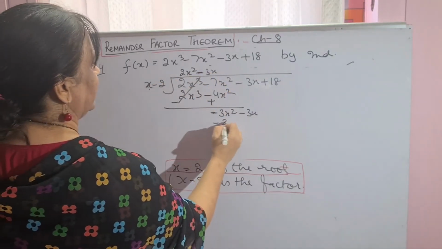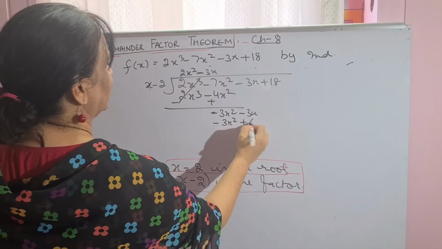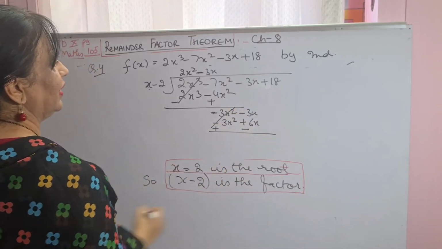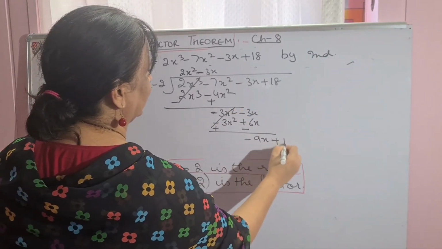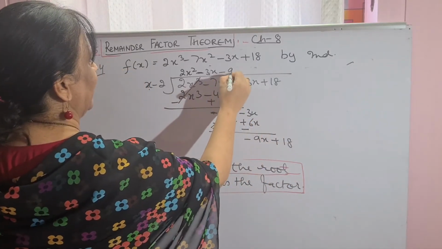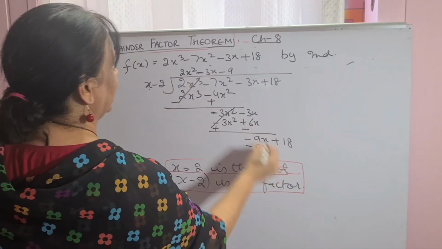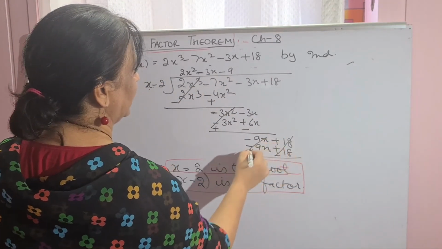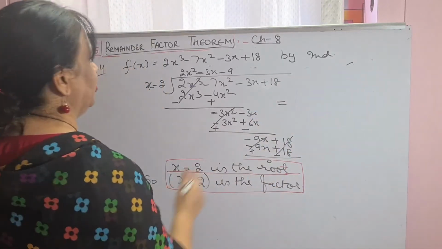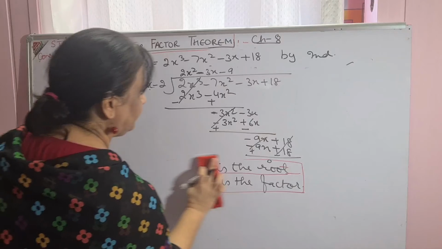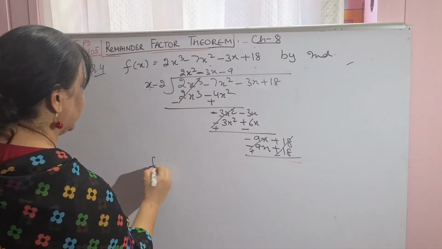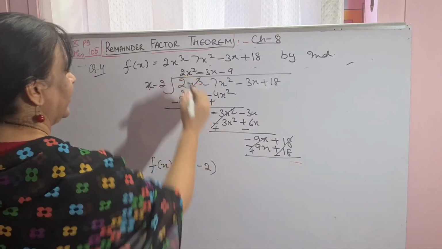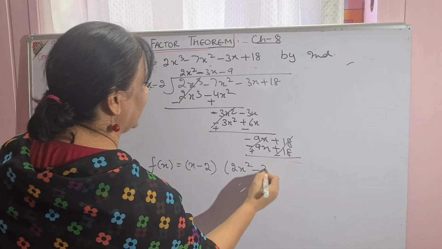3 into x, 3x square, minus into minus plus 6x, 3 twos are 6x, again change the sign, because you know that the first term has to be cancelled. Again I got minus 9x plus 18. Then I'm going to multiply by minus 9, minus 9x, minus into minus plus 18. See, I got my answer. How simple it is. So you can write here, f(x) is equal to first factor x minus 2, and second is 2x square minus 3x minus 9.